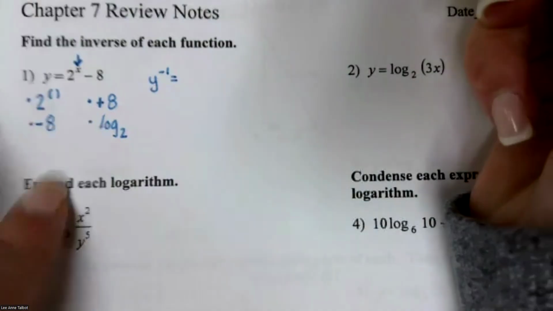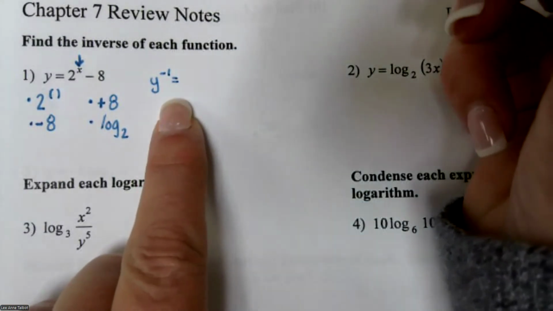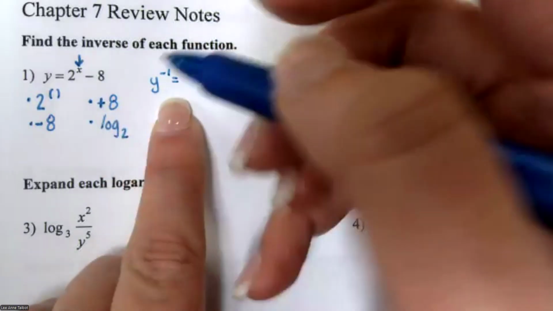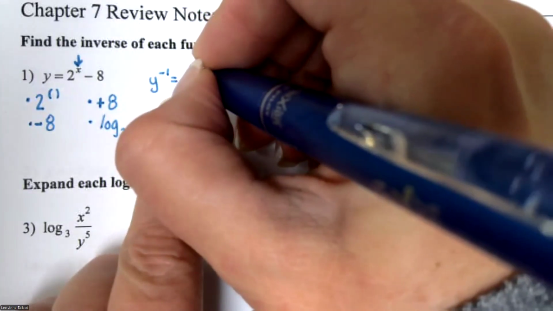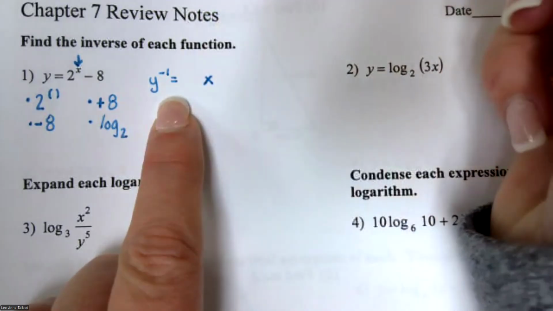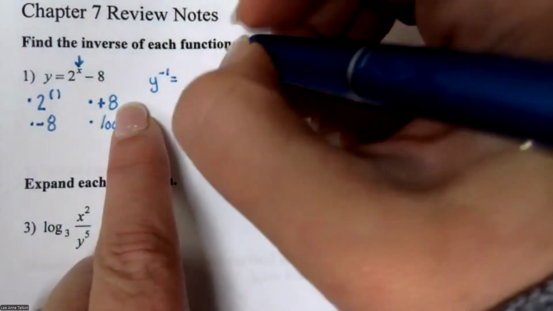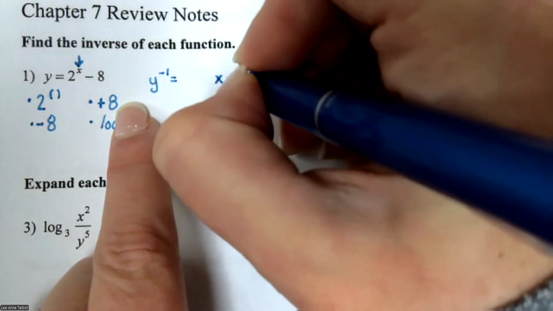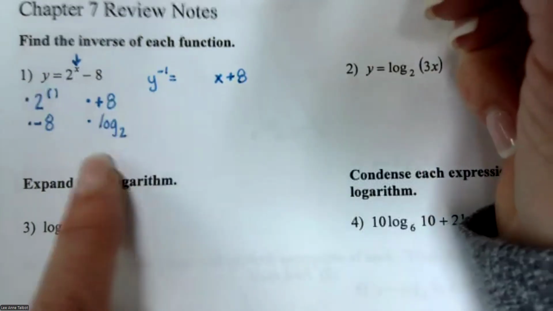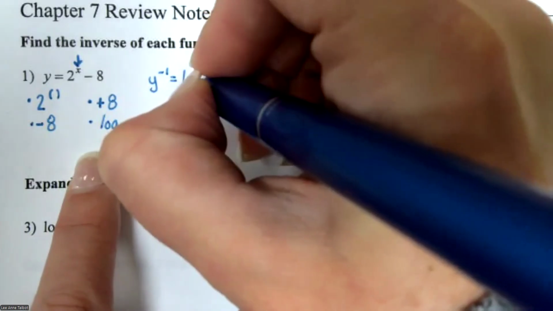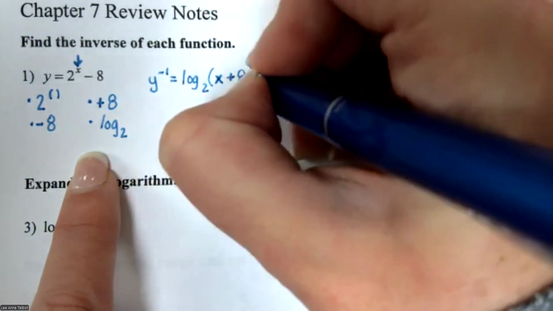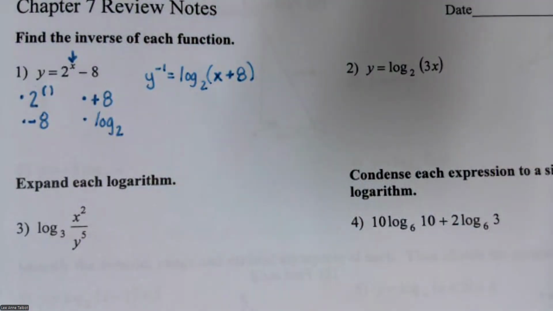Making sure to use my inverse notation. Y inverse is, and I noticed that I'm going to have a log base 2 in my steps, so I like to put my x that I start with kind of over a little bit. But the first step is adding 8. And then the second step is log base 2 of everything I had written down before.